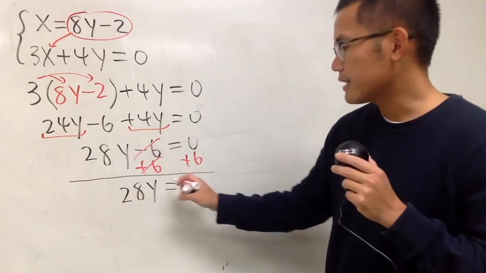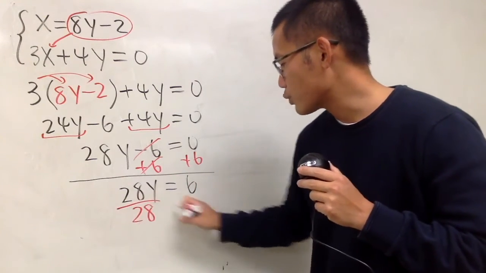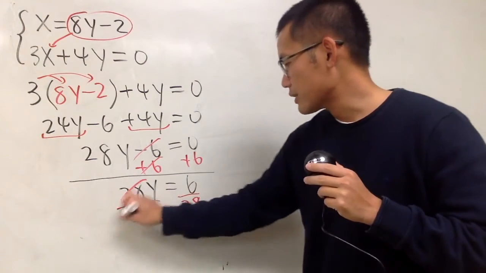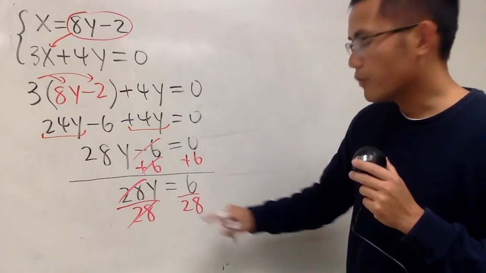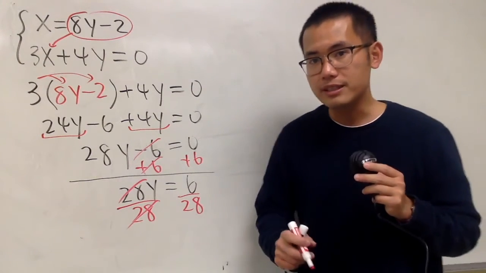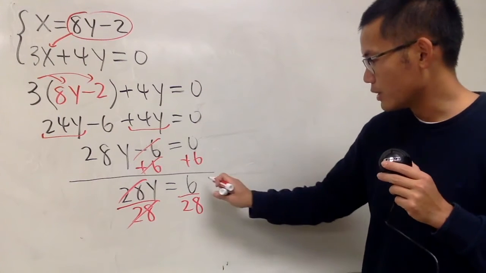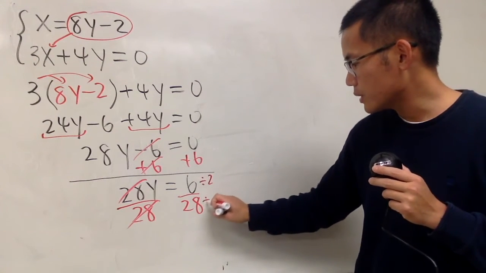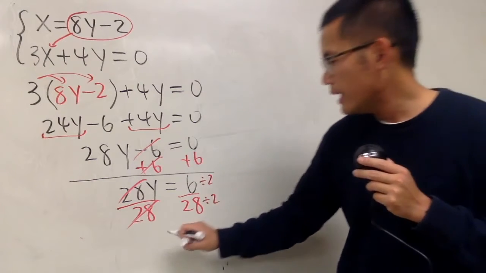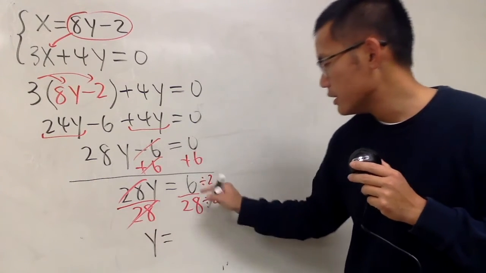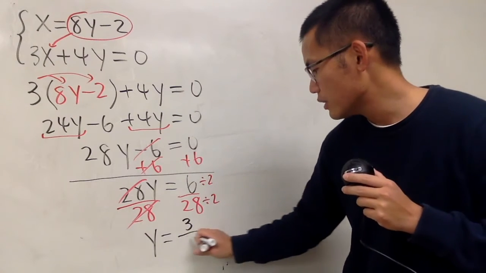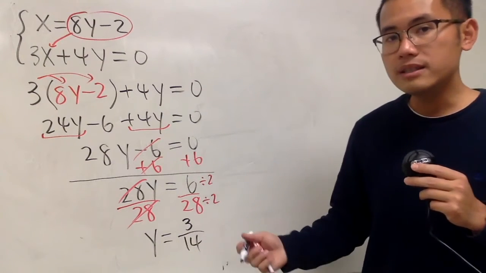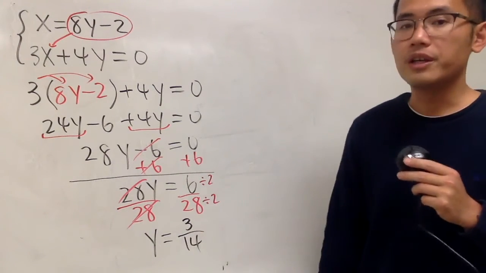And this is 28 times y. So divide both sides by 28. So that this and that will be cancelled. And here we have a fraction, 6 over 28. We can reduce this by 2. So I'll divide this by 2. Likewise, I'll do that right here. And we see 6 divided by 2 is 3. 28 divided by 2 is 14. So y is equal to 3 over 14.